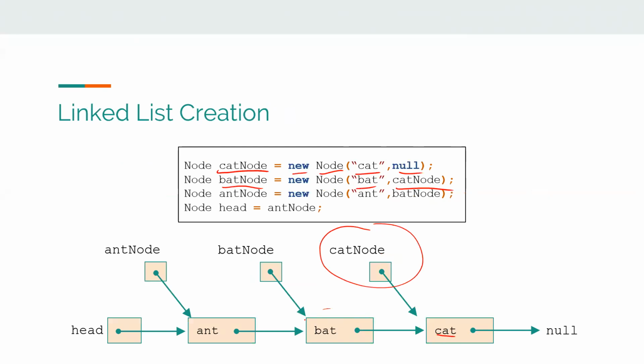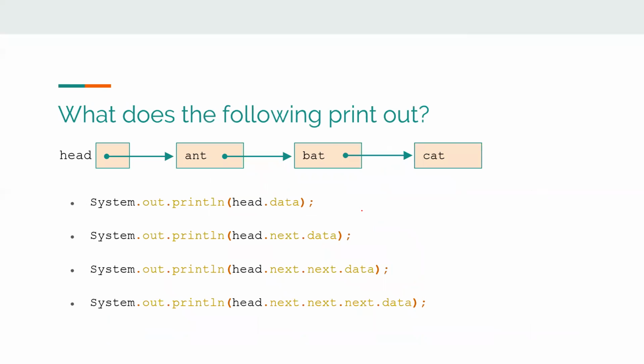Bat node is a reference to bat node, but then when we construct the bat node, we put the reference to cat node in the next field. That means the next field, this is the next field of the node. It has a reference to the node that has cat in it, right? And then you can do that with ant node and make ant node point to bat node, and then you can make head point to ant node. So you're kind of constructing this list backwards with the last item first, maybe a little bit like a stack. But that is the code that creates a linked list.